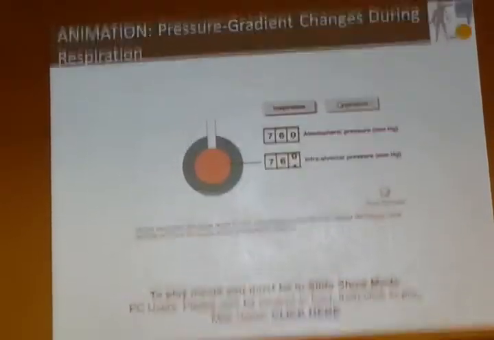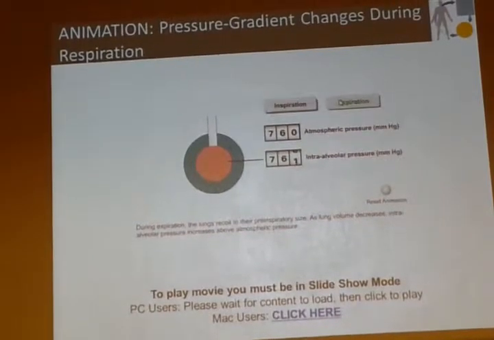During expiration, the lungs recoil to their pre-inspiratory size. As lung volume decreases, intraalveolar pressure increases above atmospheric pressure. The pressure gradient now favors the flow of air out of the alveoli into the atmosphere. Air flows outward until intraalveolar pressure equals atmospheric pressure.